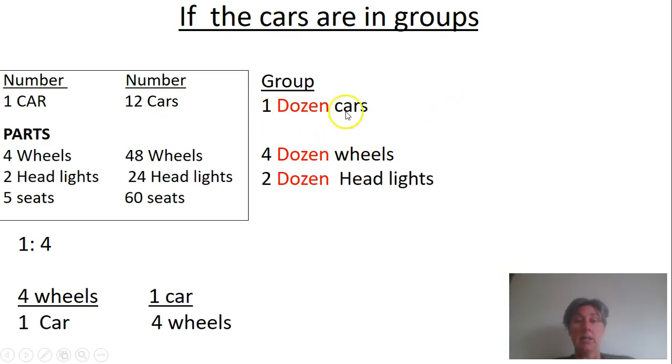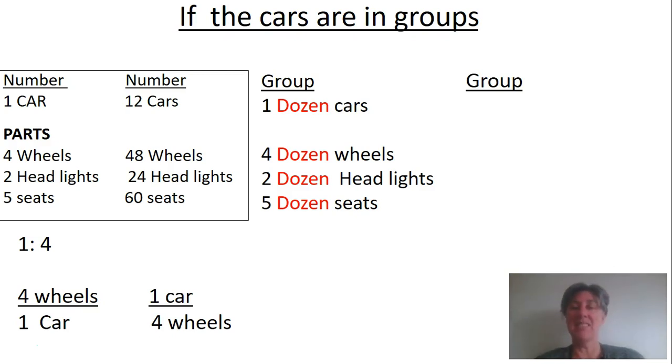Different for headlights, there's only 2, so if I broke a dozen cars up and started to fill up boxes, I would have 2 boxes with a dozen headlights in each, or 5 boxes with a dozen seats in each. So the relationship's the same. Don't let these group words confuse you. If you know 1 car has 4 wheels, then 1 dozen cars will have 4 dozen wheels.